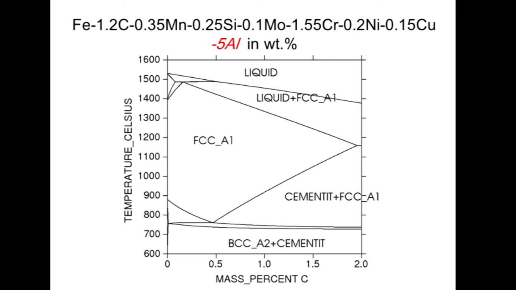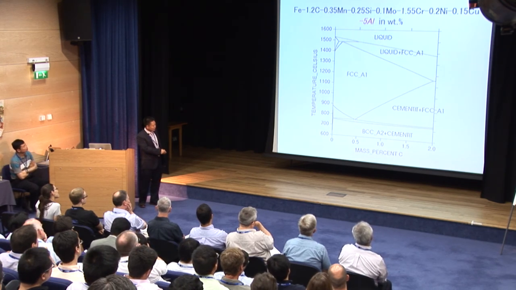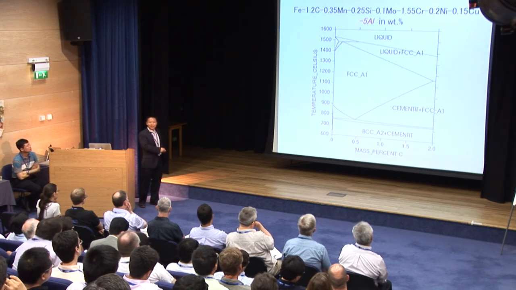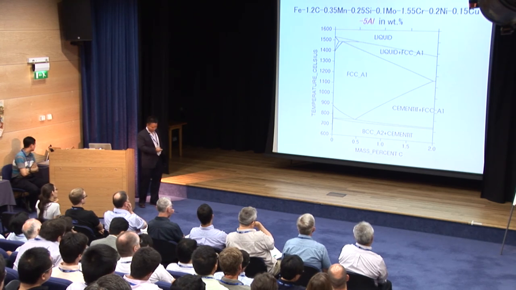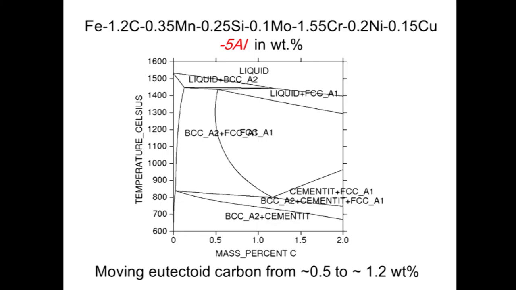Oh, oops. Here is the original one, the original 52100 bearing steel without aluminum addition. There I made a mistake. Sorry. This one I can show you here is the eutectoid point. It's almost at 0.5 weight percent of carbon in this case. If we add 5 weight percent of aluminum in this alloy, we can move the eutectoid point to almost 1.2, maybe slightly less, maybe 1.1 to 1.2. Anyway, we can move the eutectoid carbon concentration from 0.5 to almost 1.2 in this case. That's a very huge difference of the carbon concentration there.